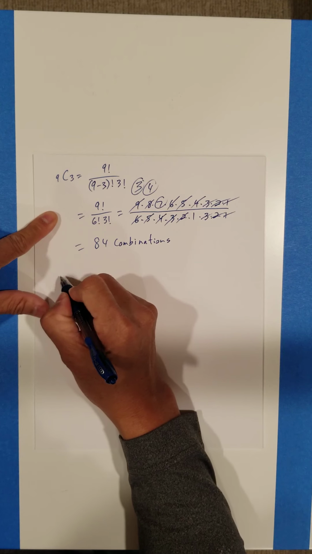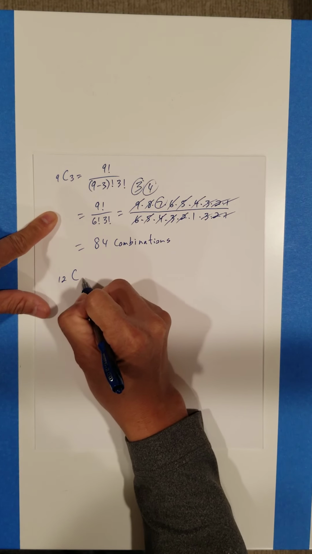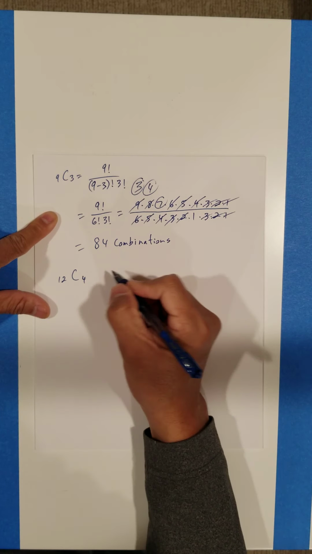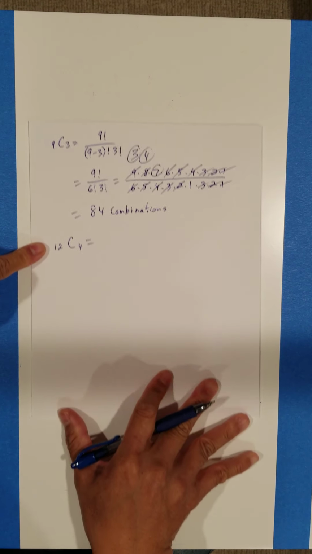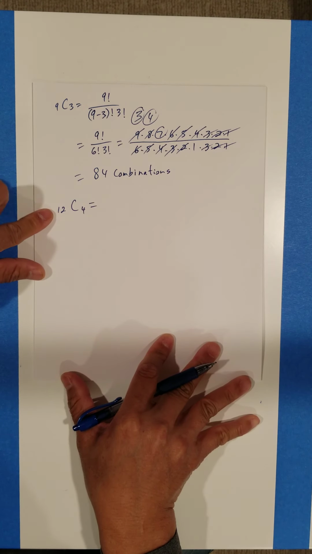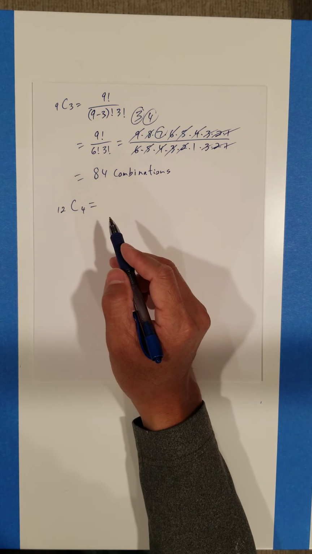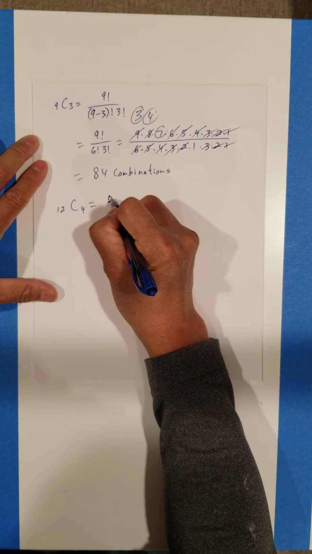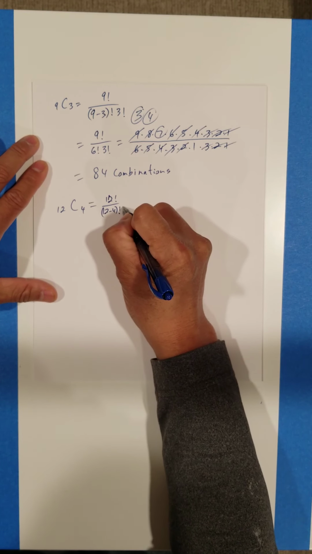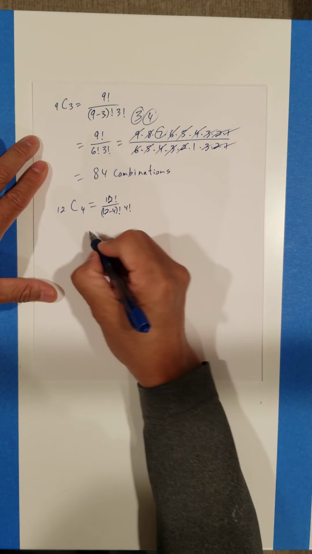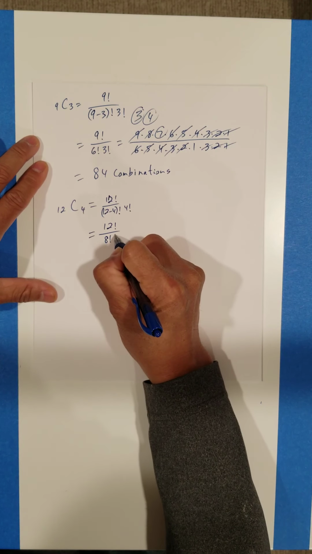We can do any amount. So let's say, for example, 12C4. Again, for example, we have 12 people running a race, and there's 4 winners in this case. So again, it's 12 factorial, 12 minus 4 factorial, and 4 factorial. So we get 12 factorial, 8 factorial, 4 factorial.